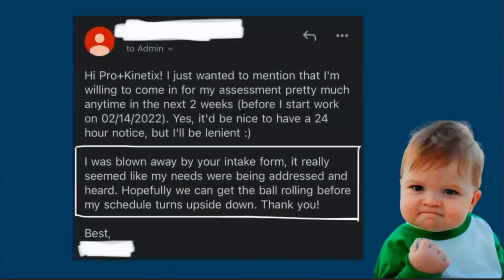Now, this evaluation form that we've set them up with has been so successful. We actually had people leaving us Google reviews on how much they enjoyed that process. "I was blown away by your intake form. It really seemed like my needs were being addressed and heard. Hopefully we can get the ball rolling before my schedule turns upside down." So who's ever heard of people leaving a review about how awesome intake paperwork was? It just doesn't happen.